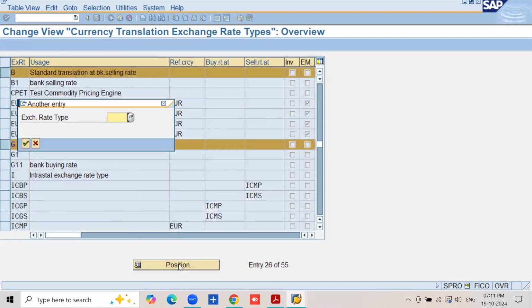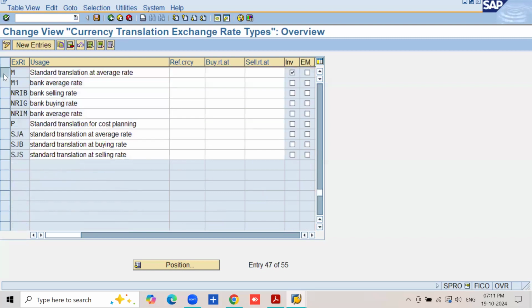Click on position. Exchange rate type is equal to M. Click on enter. See, M is also already there: standard translation at bank average rate. So actually you need not define anything.